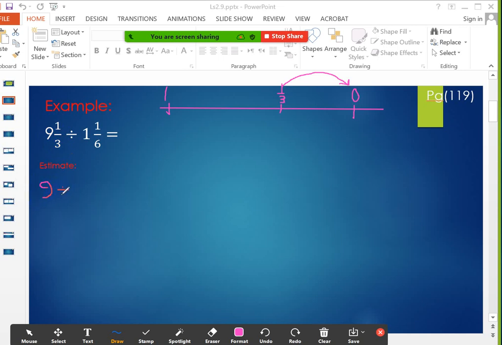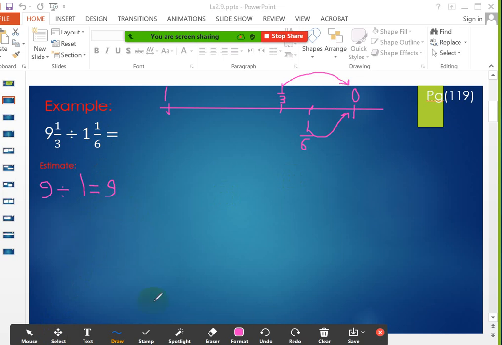Also 1 and 1/6. 1/6 will be right here. Also, if I want to round it into the nearest whole, it's close to 0 or close to 1? I think it's close to 0. So 1 and 1/6, I can round it into the nearest whole and it will be 1. So 9 divided by 1 equals what? Equals 9. Okay, so this is the estimate.